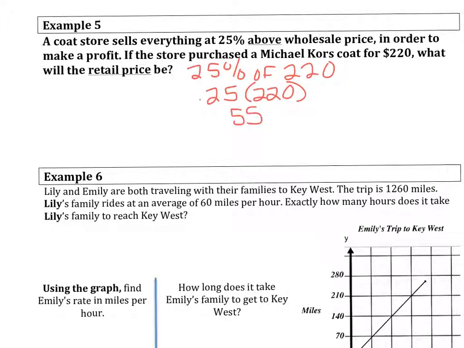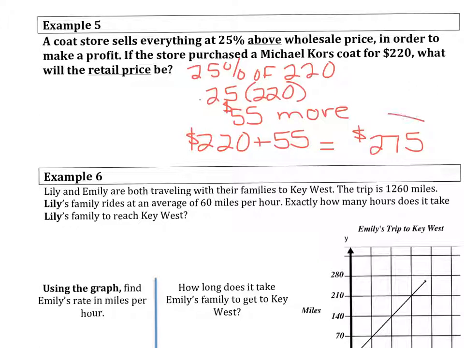Now that is not the price of the coat. That is the additional amount. So it's $55 more that they will actually sell it for. So to get our total price that they're going to retail the coat for, we would take the amount they paid, the wholesale price, $220, plus the $55 additional, and get an answer of $275, and that would be the price of the coat.